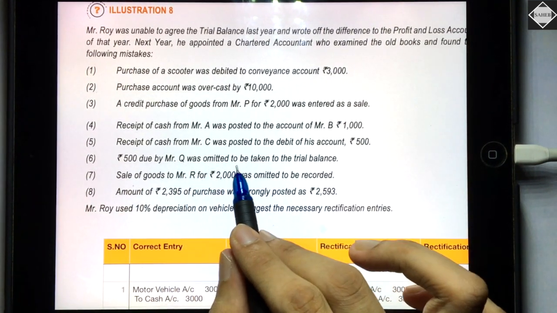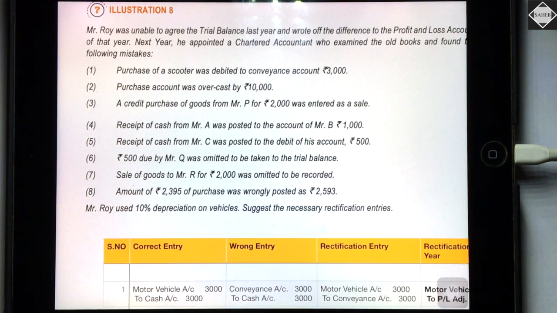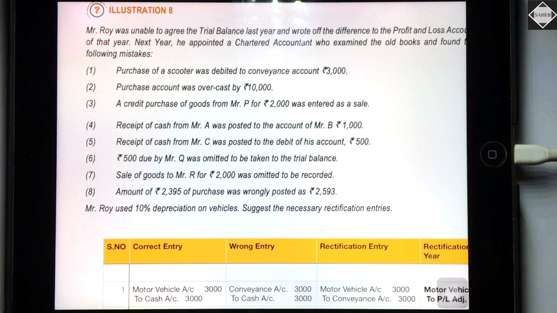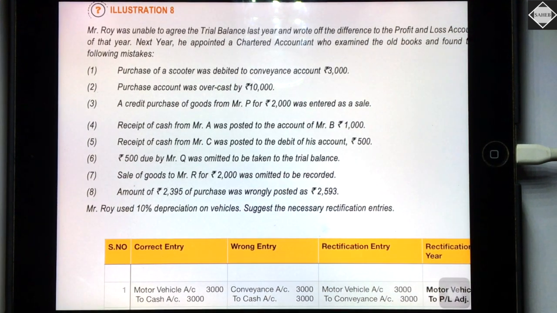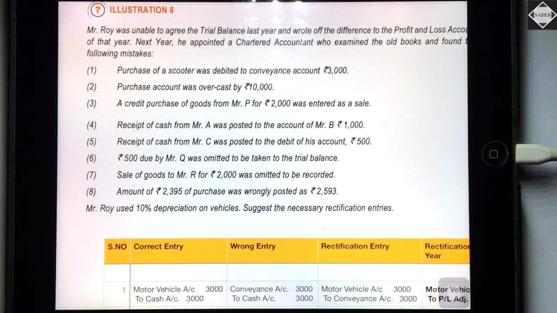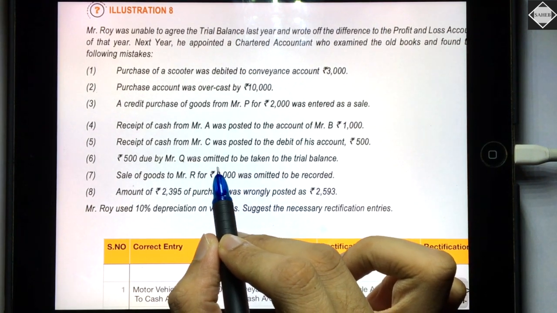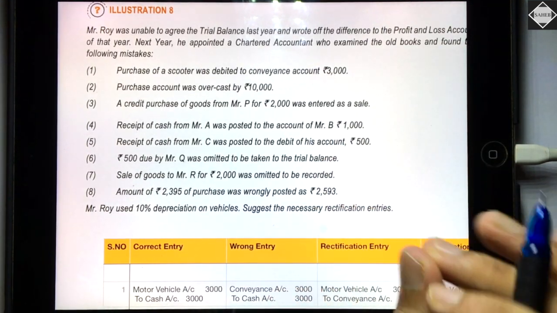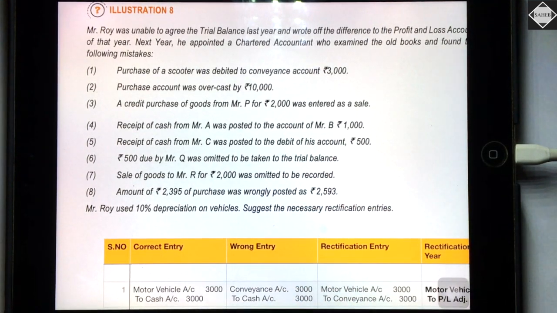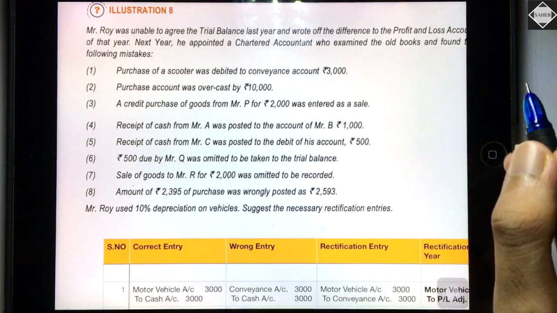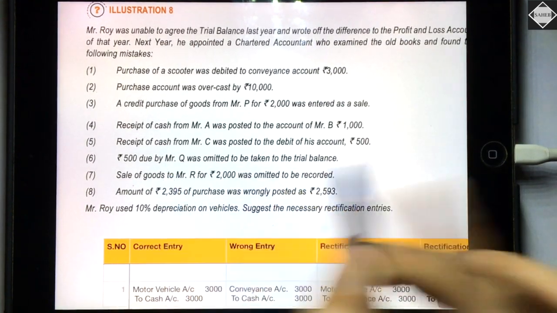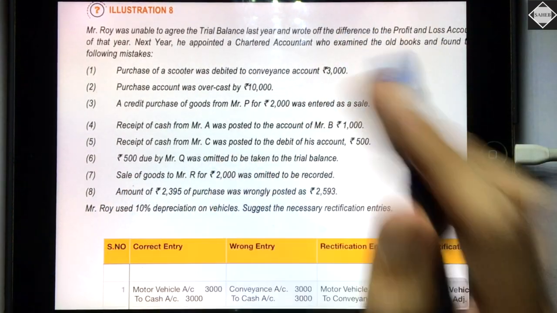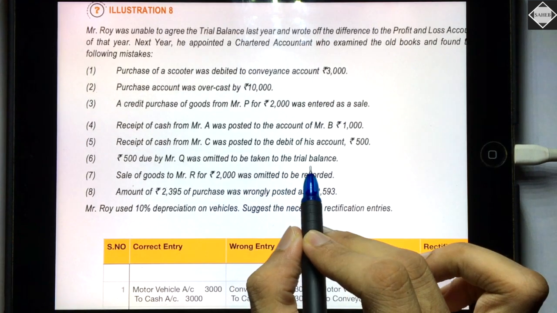Q was omitted to be taken to the trial balance. 500 due by Mr. Q was omitted to be taken to trial balance. Now here partial omission has happened. Understand properly. Whenever they say omitted, it's like they are falling into that credited-posted category only. If they are saying the transaction is fully omitted, then it's not like that. There is no specific mistake, it is entirely omitted. But here they are talking about Mr. Q. They are not telling you the entire transaction. They are just saying that 500 due by Mr. Q was omitted. So Mr. Q account was omitted to be taken to the trial balance.